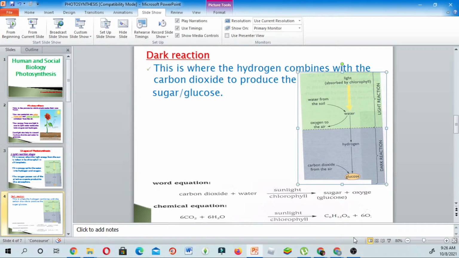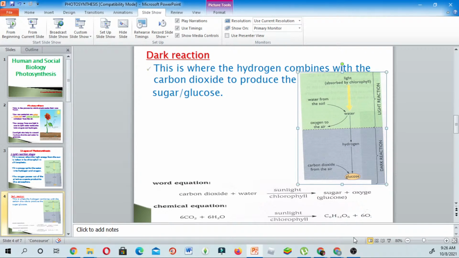So carbon dioxide, for human beings, for example, we don't need carbon dioxide. We produce carbon dioxide as a waste product, but plants actually need it. Because as you can see in the dark reaction stage, carbon dioxide is needed because it is what combines with the hydrogen to form what is known as glucose.